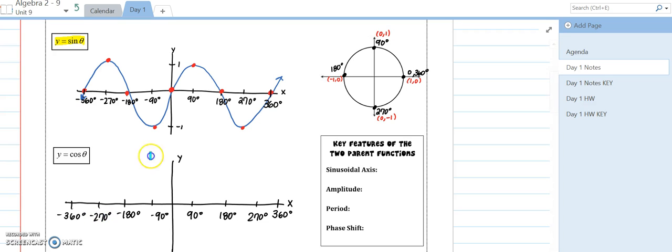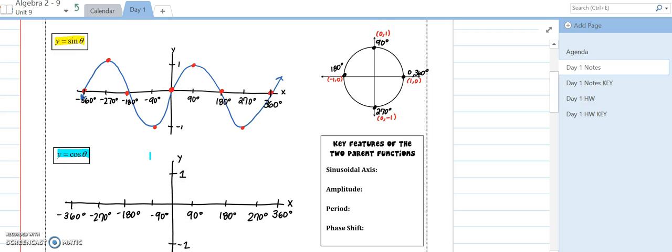Now cosine is the same as x, and we know the furthest that x is ever going to go on the unit circle is 1 in the positive, or negative 1 on the negative. So I know this might be a little confusing because we're saying 1, negative 1 along the y, but really we're just talking about the value of cosine.